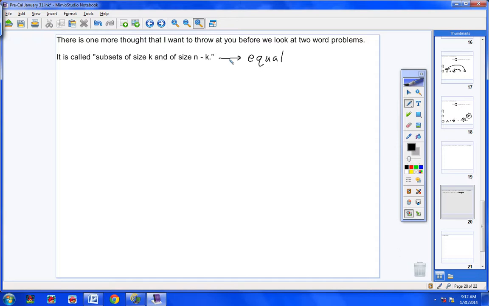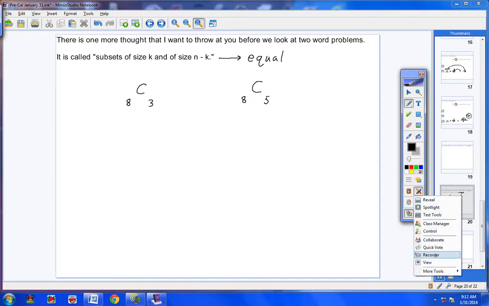Let me show you what I mean. All right, copy this in your notes. If I have an 8 here, I'm just making a problem up here. Let's say I have 8 objects and I want to take them in combinations of 3. And then over here, I have 8 objects and I want to take them in combinations of 5. Okay? Now, let's talk about this for a second.